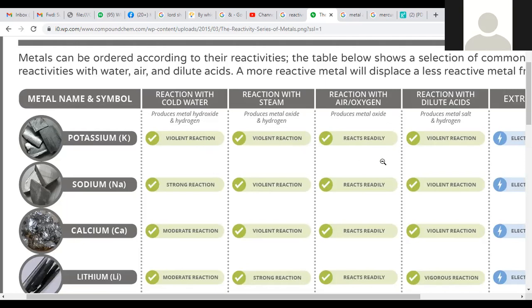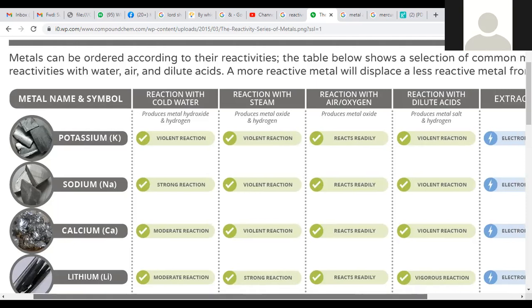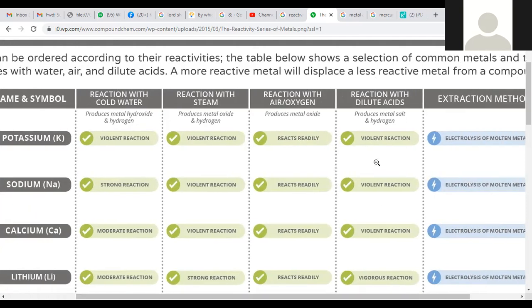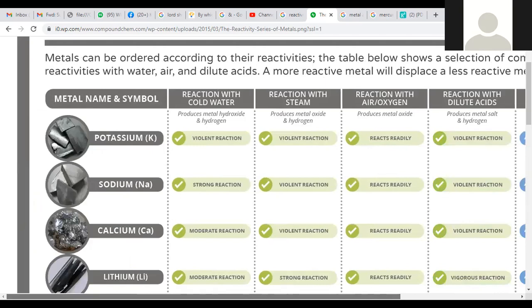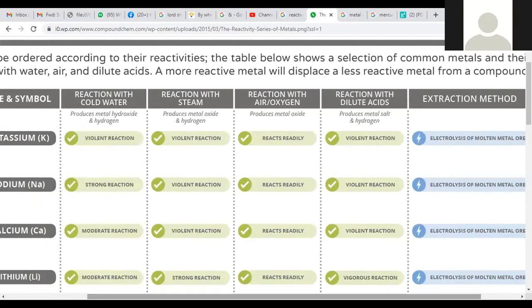And when potassium is treated with oxygen, being highly reactive, a spontaneous reaction is possible, and you can clearly observe it. And with dilute acids, we already know that whenever any metal is treated with acid, hydrogen gas is liberated. Hydrogen will be evolved during the addition of dilute acids.